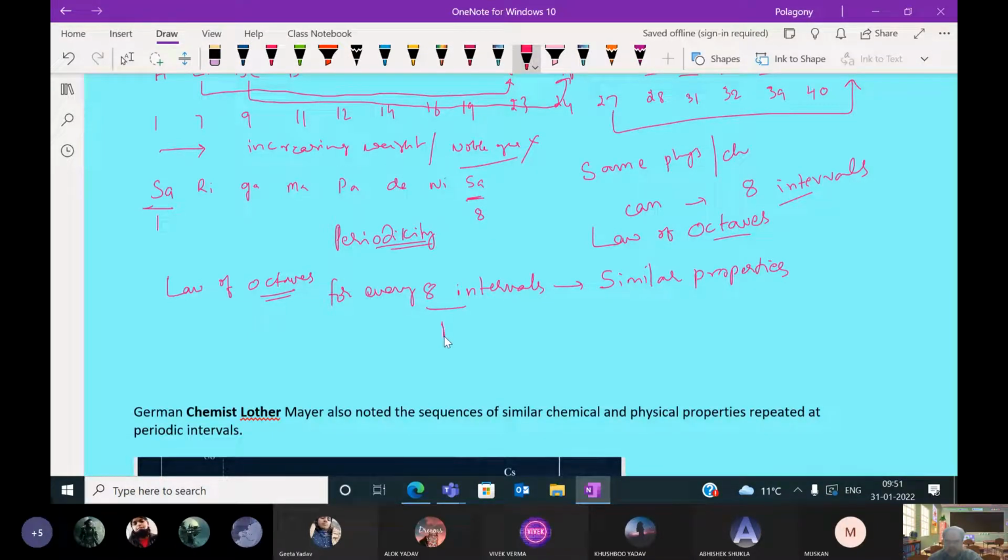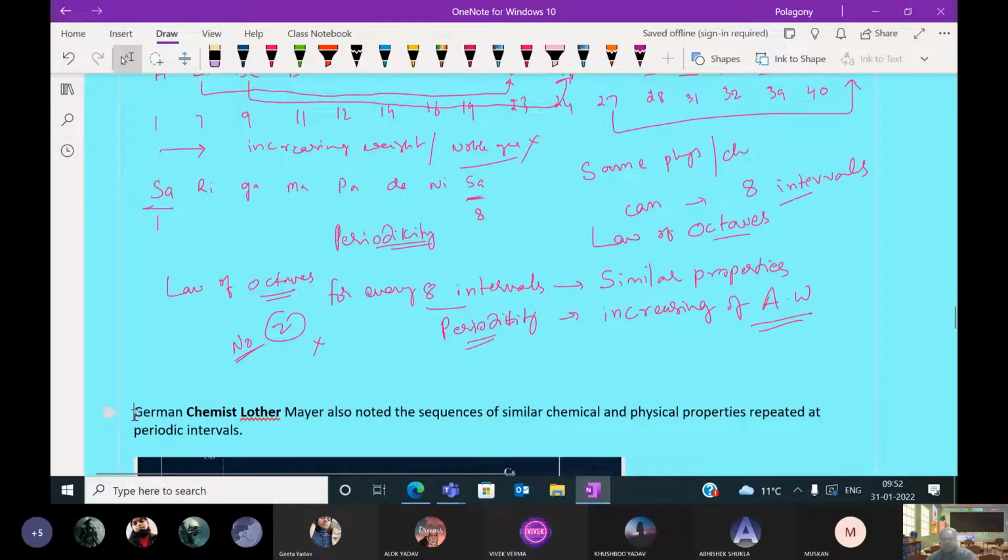It was called periodicity, by the scientist Newlands. When the elements are arranged in increasing order of what? Atomic weights. If you arrange the elements in increasing order of atomic weights. Okay, not atomic numbers. No atomic number was discovered at that time. Then, was this classification successful at that time? No. So what was the defect of this classification?